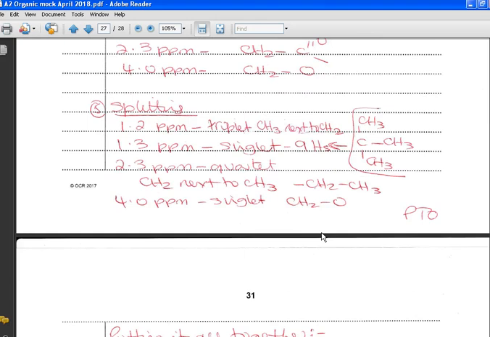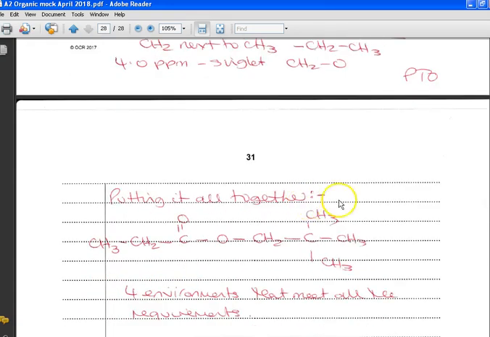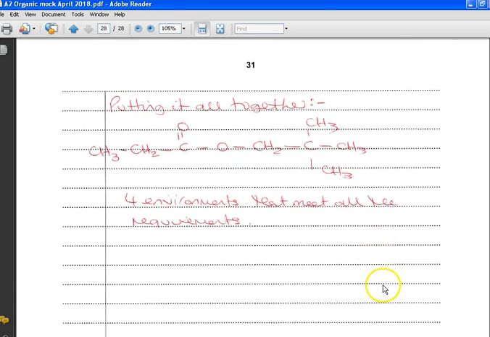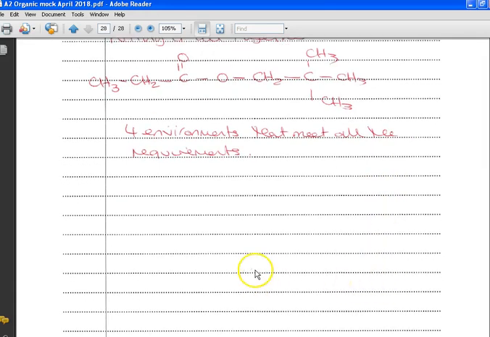And then finally the splitting pattern. At your 1.2 you've got a triplet which tells you it's a CH3 next to a CH2. Like I said, the singlet with 9 hydrogens must be this arrangement. At 2.3, it's a quartet, so that must be a CH2 next to a CH3, and 4 is CH2 next to oxygen. So there you go. When you put it all together, you can see there are 4 environments that meet all the requirements, and that's it. What a marathon, hey?